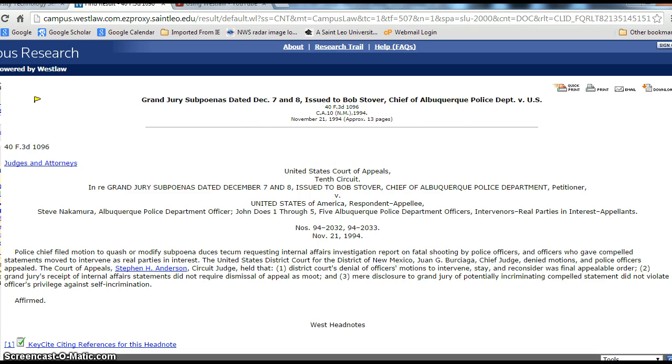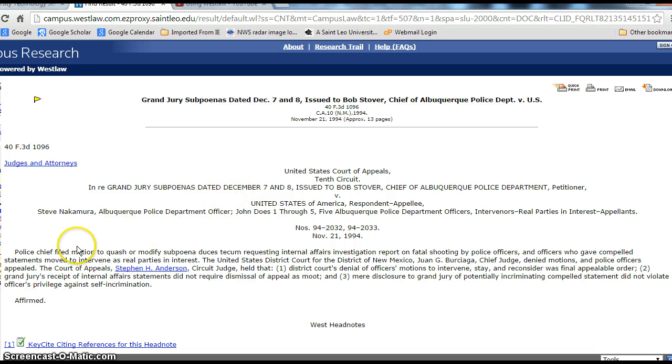At the top, when we scroll all the way to the top, you're going to find the citation, 40 F.3d 1096, and you'll also find it over here on the left-hand side. If you wanted to know who the judges and attorneys are, you can click on that there, but you don't need to. Here's the title of the case from the U.S. Court of Appeals, 10th Circuit, In re Grand Jury Subpoenas dated December 7th and 8th, versus USA. The date is November 21st, 1994. So there's the information you need to describe the title of the case.